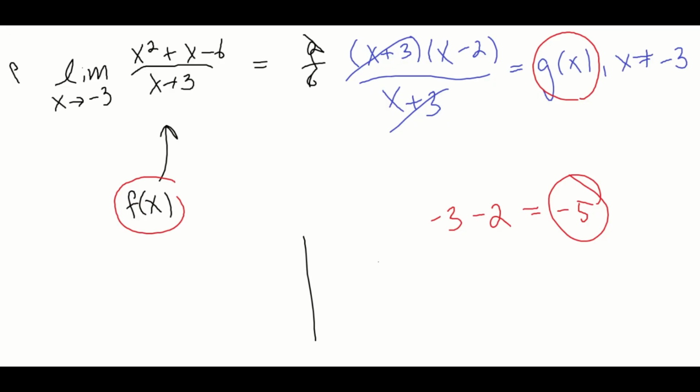And by the way, that graph looks something like this. That's supposed to be a straight line. Now, in our original function, there's a hole here. So maybe I should put an open circle at negative 3, negative 5. And g of x will look the same, except that hole is filled.